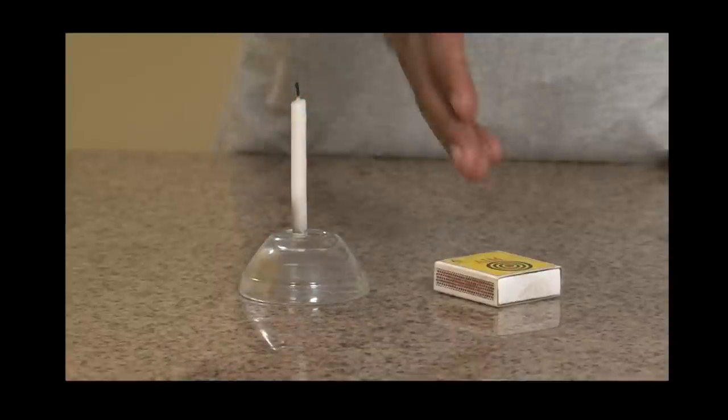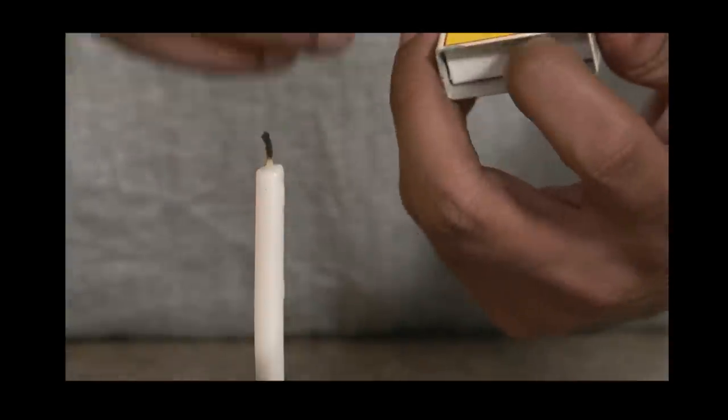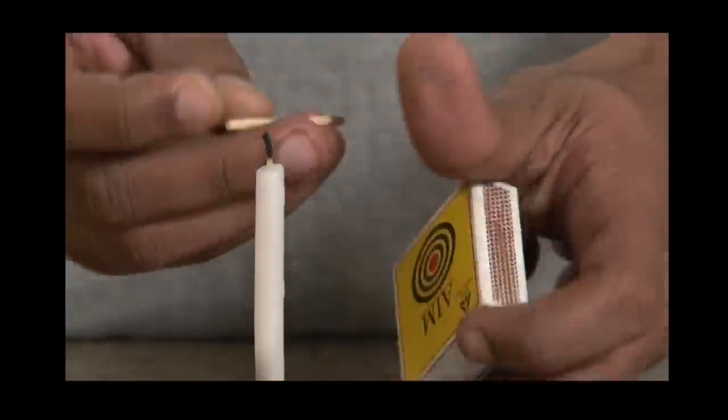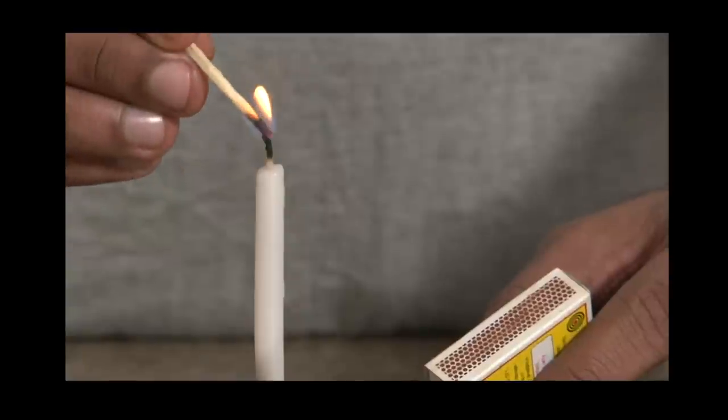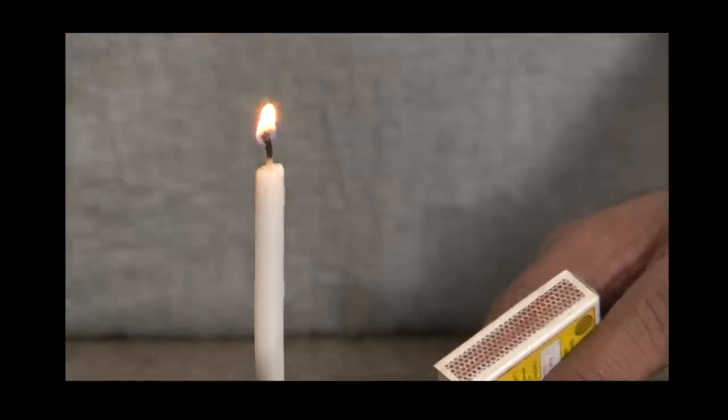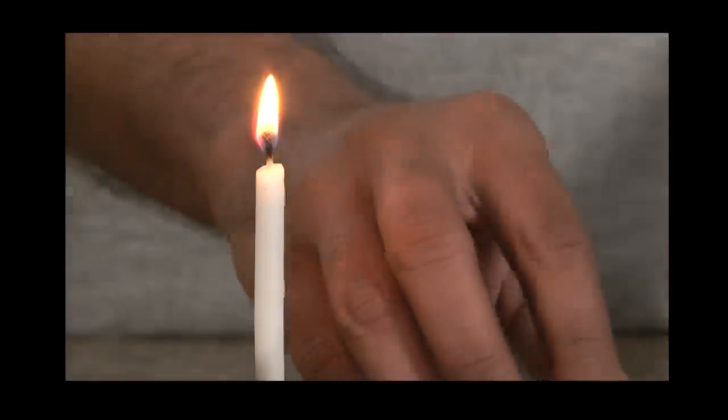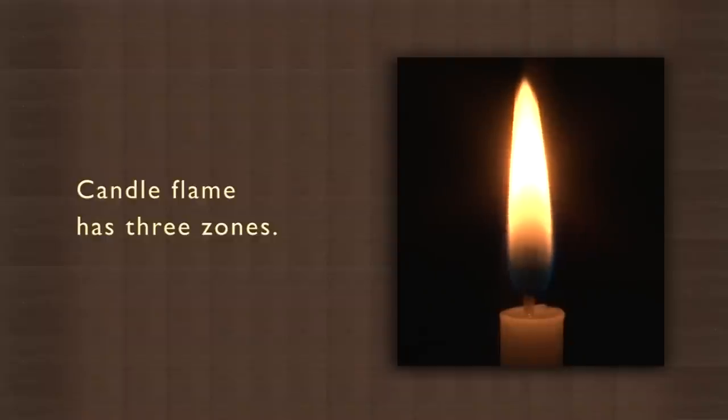We need a wax candle and a matchbox. Take a matchstick from the box and light a wax candle. Carefully observe the different colored zones in the flame. We observe the candle flame has three zones.